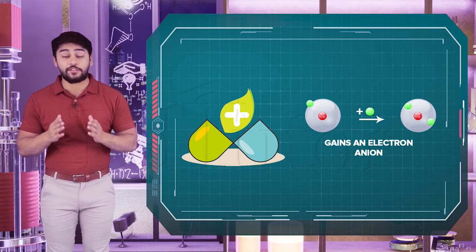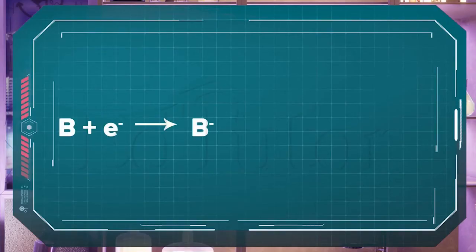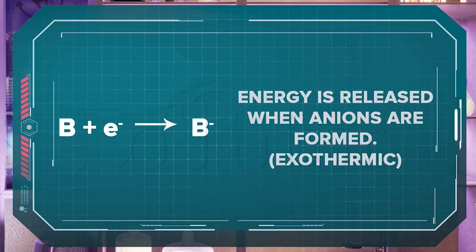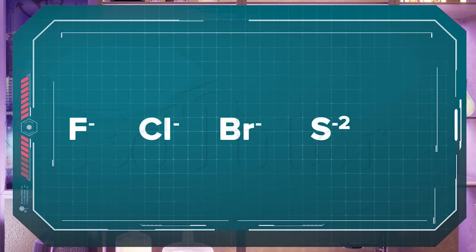by a negative charge. Here, you can see an atom B gained an electron and becomes B negative ion. It is important to remember that whenever there is an addition of electrons, energy is released, making it an exothermic process. The most common negative ions are fluoride ion, chloride ion, bromide ion, sulfide ion, and oxide ion.